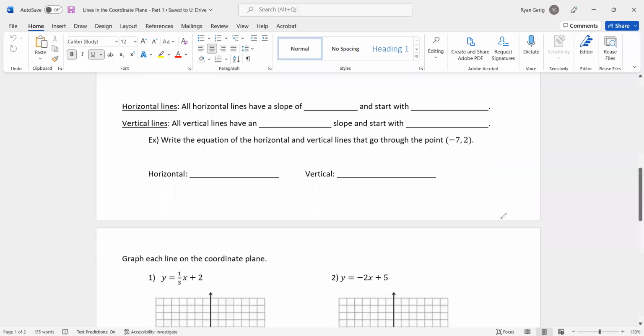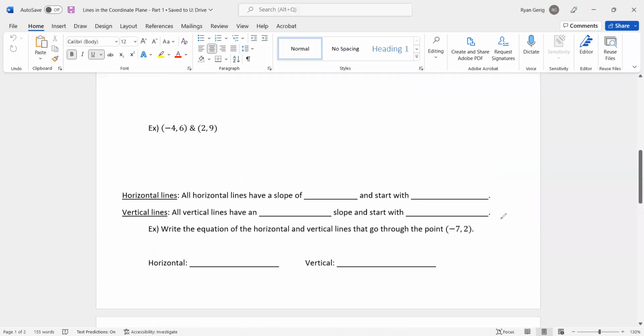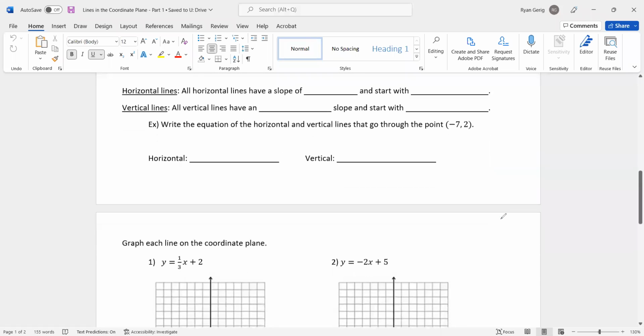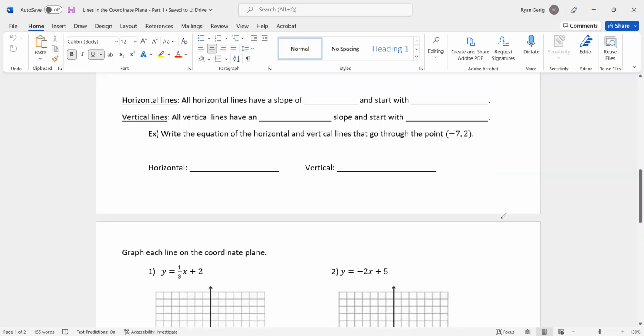Okay. Now, most lines are going to be diagonal of some kind. There's also a couple times when you have horizontal and vertical lines, and those can actually be a little bit confusing, so let's talk about those real quick. Horizontal lines have a slope of 0, and they start with y equals. It seems kind of counterintuitive, but you just have to remember that. There's reasons for it, but I'm not going to worry about that right now.